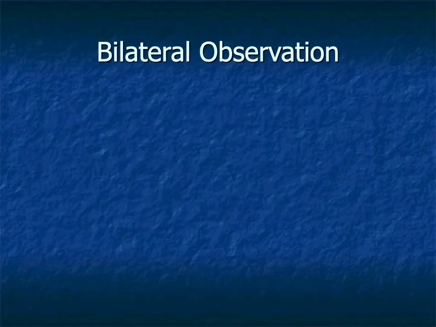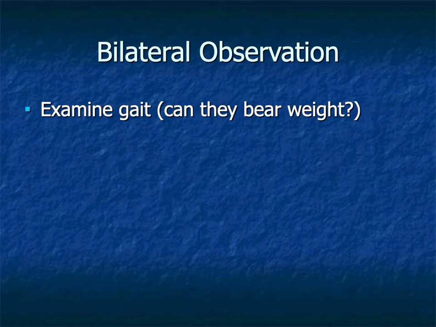Our next step is bilateral observation or visual observation. Bilateral means looking at both sides. So you're going to look at the good side versus the bad side. We examine the gait, that's walking. Can they walk without pain? Are they limping when they walk? Are they favoring one side or the other side?